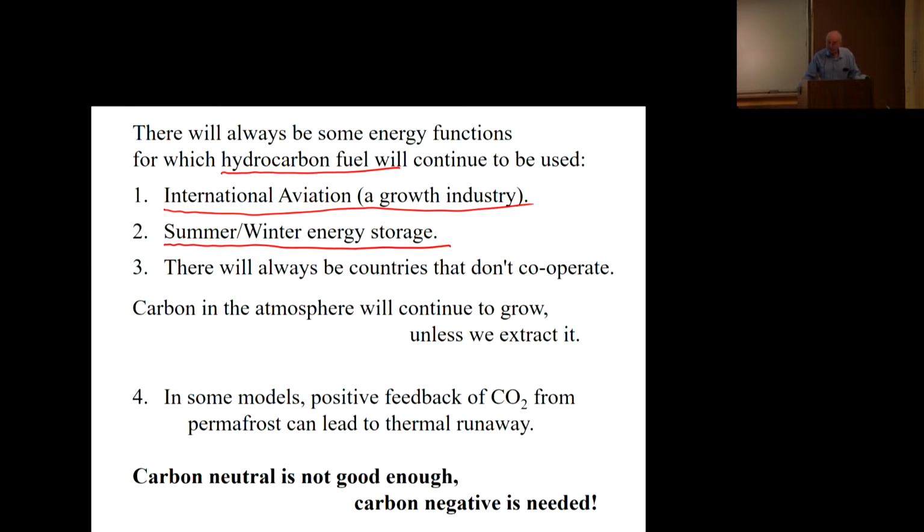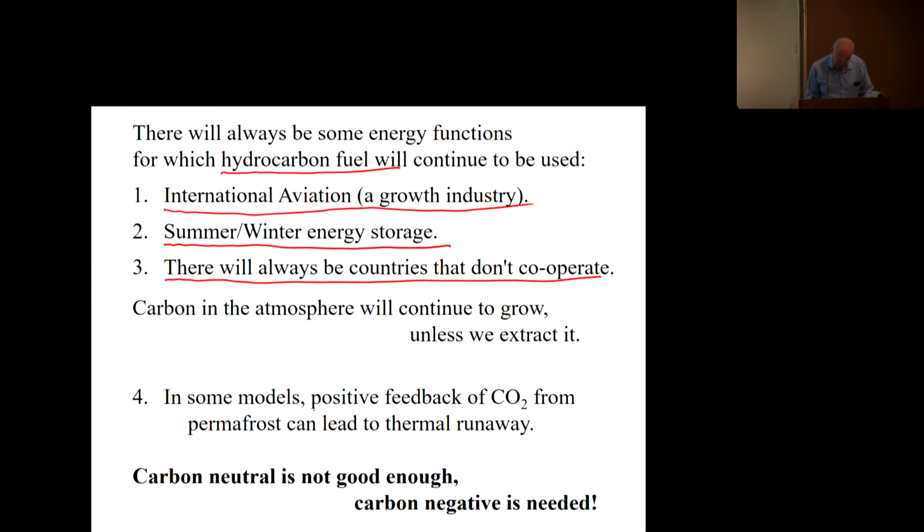Most energy storage, they talk about batteries, but now when you talk about summer and winter, which is probably the most important type of energy storage, it's something that has to be rock bottom cheap, and you'll use it only once a year, so it's a problem. And then another problem is there will always be countries that do not cooperate, okay? And so what it says is that carbon in the atmosphere will grow unless we find a way to extract it.